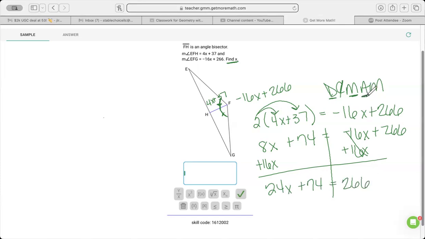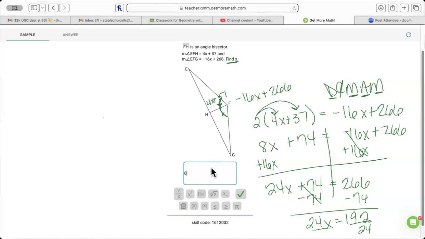And then we're going to get rid of the addition or subtraction next to the variable. So right now there's a adding 74. We're going to subtract 74. So that's going to get us 24x equals 266 minus 74 is 192. And then we're going to multiply or divide. So we're going to divide by 24. And that gets me x equals 8. And all it wanted us to do was solve for x in this case. So x equals 8.